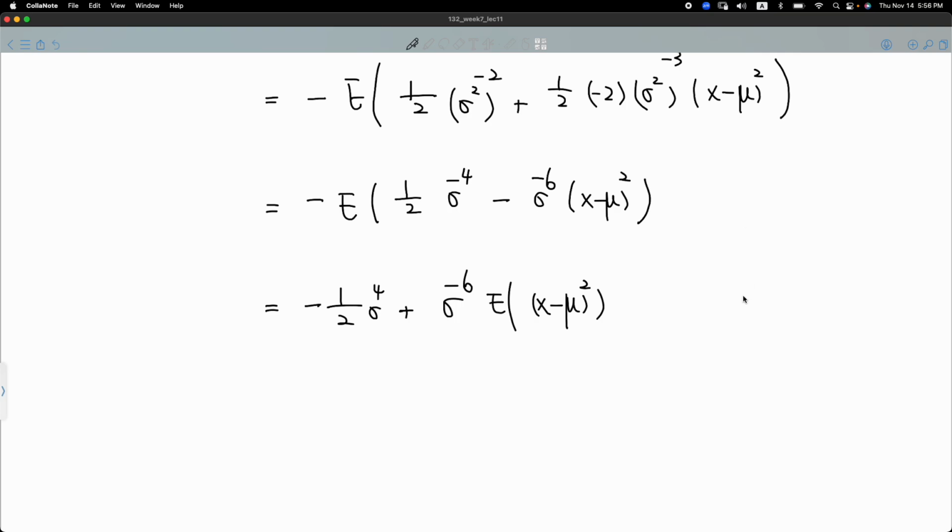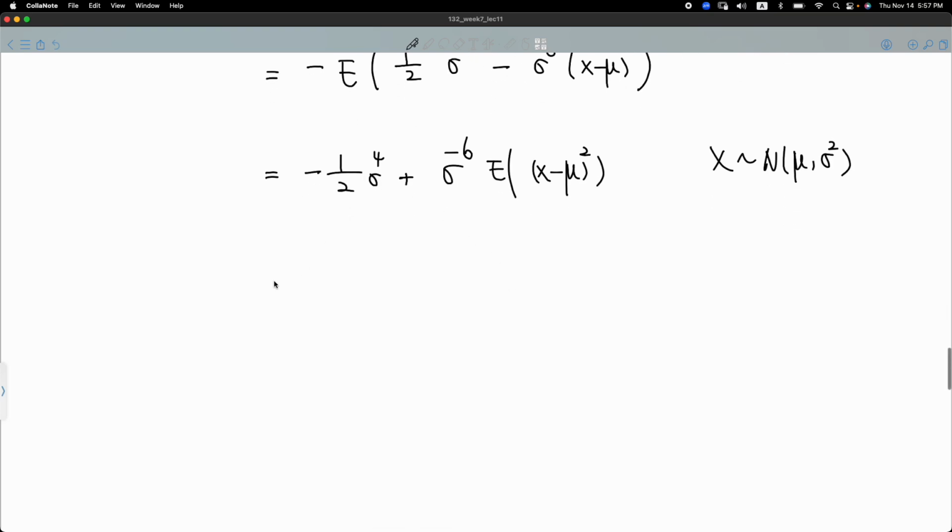And then because x is following a normal distribution with mean mu and the sigma square, this thing here is essentially the definition of the variance for random variable x. So then you can replace with -1/2 sigma to the power of 4 plus sigma raised to the power of -6 multiplied by the sigma raised to the power of 2, which is the variance of x. And then you will get the following.